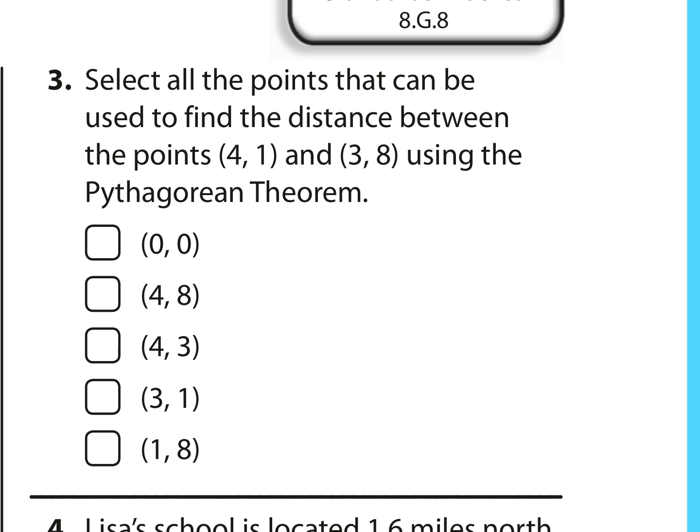Number 3, select all the points that can be used to find the distance between the points 4,1 and 3,8 using the Pythagorean theorem. You only have 2 points that you could use. They have to have the x-coordinate of one of the ordered pairs, and the y-coordinate of the other. So 4,8 would be an option. Or they could have the x-coordinate of the other ordered pair and the y-coordinate of the other. So 3,1 is an option. So we'll call that choices B and D.